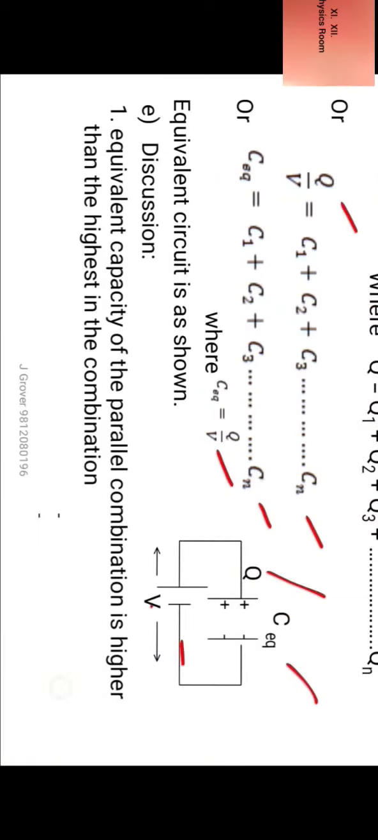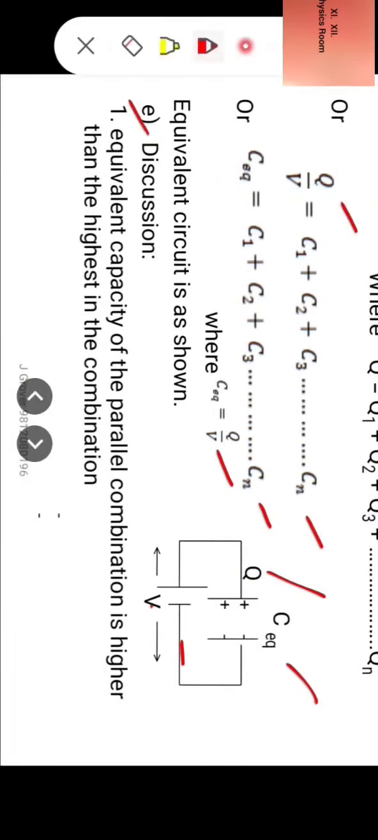Now discussion part. Equivalent capacity of the parallel combination is higher than the highest in the combination. For example, if we add 1 plus 5, that is equal to 6. 6 is higher than 1 and higher than 5. The same way, equivalent capacity of the parallel combination is higher than the highest in the combination. Whichever will be the highest, in 1 plus 5, 5 is the highest, so the resultant would be more than 5, and it is equal to 6 in the example as I have explained to you.